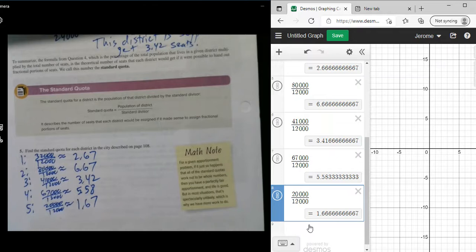Any questions? Yeah, I have a question. So I want to make sure I have this right. The standard divisor is going to be total population divided by number of seats, right? And then the standard quota is the population of the district divided by the standard divisor. That is correct. Okay. Thank you. No problem.